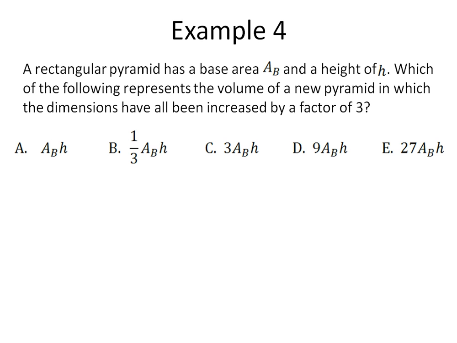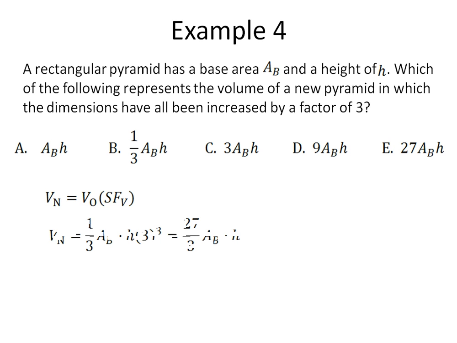Here's what we do. We go back to our formula, which says that the volume of the new one is equal to the volume of the original one times the scale factor of the volume. Since we're told that it increases by 3, the scale factor of the volume is going to be 3 cubed, okay, because it was uniform throughout. So this becomes 1/3 of the area of the base times the height, and all of that's multiplied by 3 cubed, which gives us 27. So 27 times the 1 over the 3 gives us 27 over 3, and we still have the variables area of the base times the height.